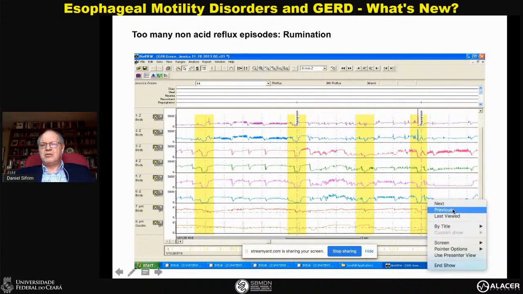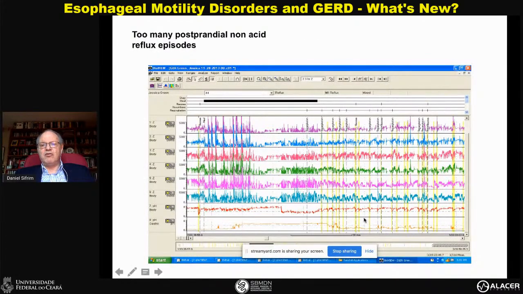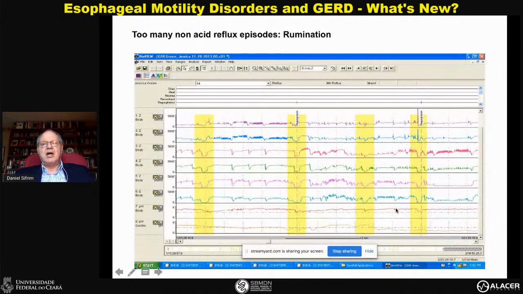This situation was, until recently, considered a failure of PPI treatment in young persons that persist to have postprandial regurgitations. And we have recently analyzed a large set of these patients with postprandial persistent regurgitation in spite of PPI treatment. And we found this pattern of a significant number of non-acidic symptomatic reflux episodes, and this is rumination syndrome.